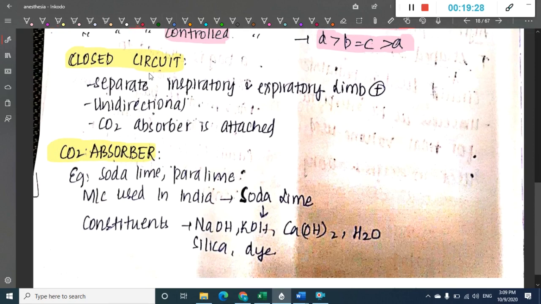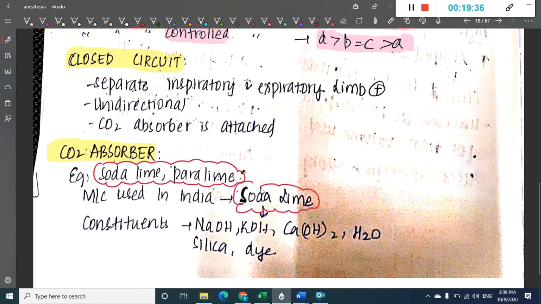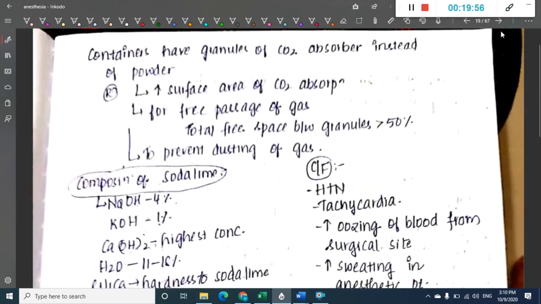The carbon dioxide absorber contains either soda lime or baralyme. What is most commonly used in India? In India we use soda lime. So what are the constituents of soda lime? It contains sodium hydroxide, potassium hydroxide, calcium hydroxide, water, silica and dye.